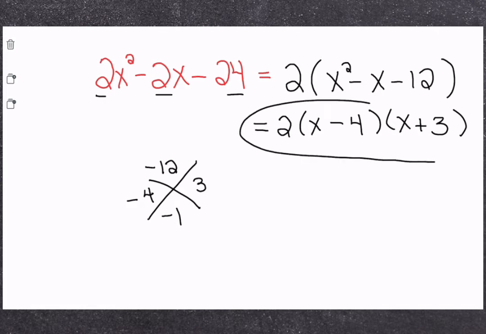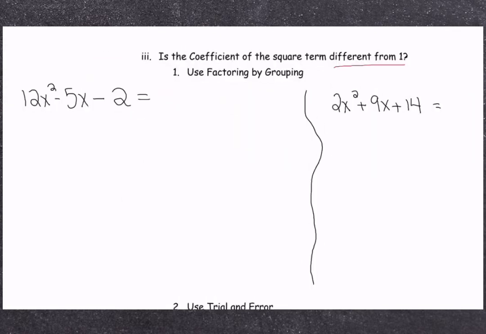I wanted to do this example because I wanted to show you what happens when you have a GCF. You still follow the same procedure, but you just have to do that first step of taking out a GCF first. Now, let's revisit this problem.